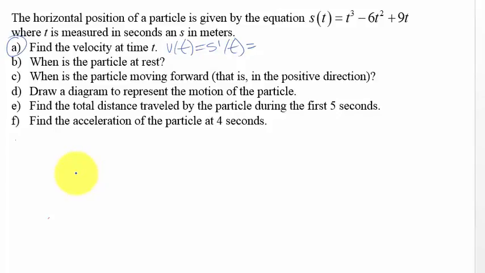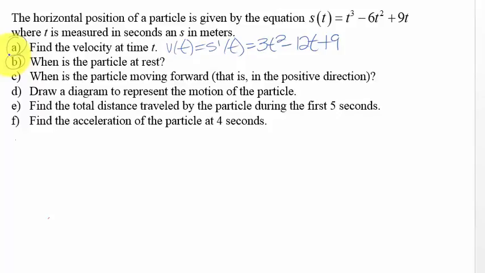Now, to find the derivative, you can use the definition of derivative, or if you know derivative laws or rules, you can use those. The purpose of this video is not to show you how to find the derivative, but how to use it. So I'm just going to write down the derivative that I got, which was 3t squared minus 12t plus 9. Now, part B says when is the particle at rest?